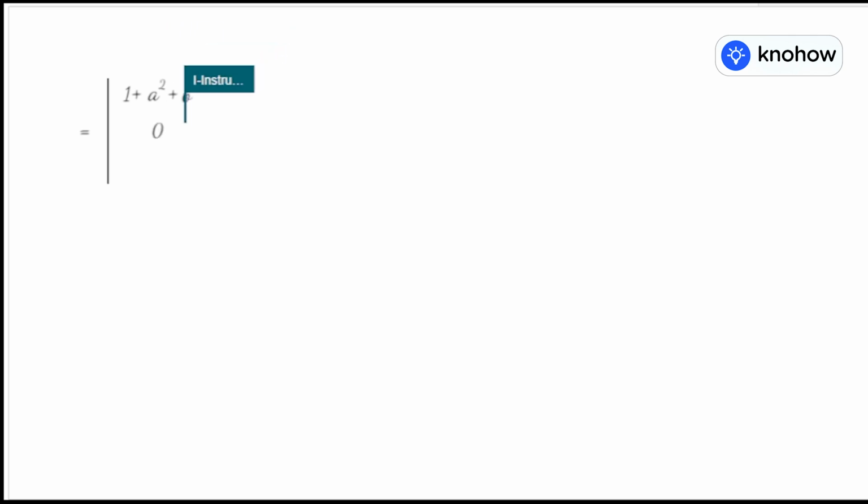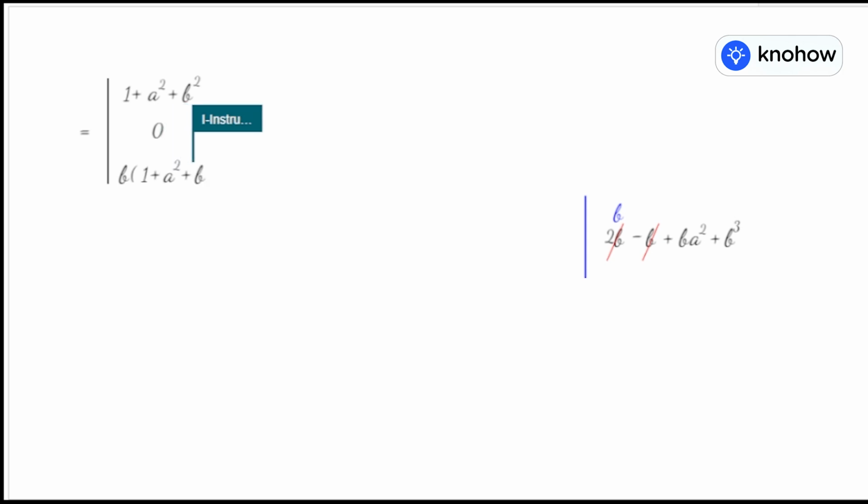And now just be careful. Look at this term: 2b − b, then minus, plus ba² and plus b³. So here 2b − b gives you b. And now if you take b common, please try yourself in rough, you are left with b + ba² + b³. If you take b common here, then of course you will get 1 + a² + b².